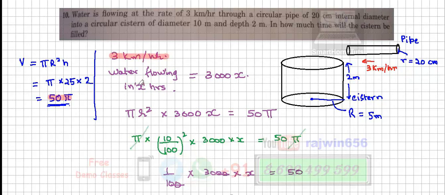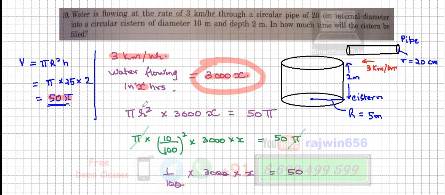Let us suppose that it fills the tank in X hours. So the amount of water flowing in X hours will be 3 kilometers. I have converted into meters, which becomes 3000 meters. In X hours, the amount of water flowing is 3000 X. This amount of water flowing is equal to the volume of the tank, which is required to fill the tank or the cistern.